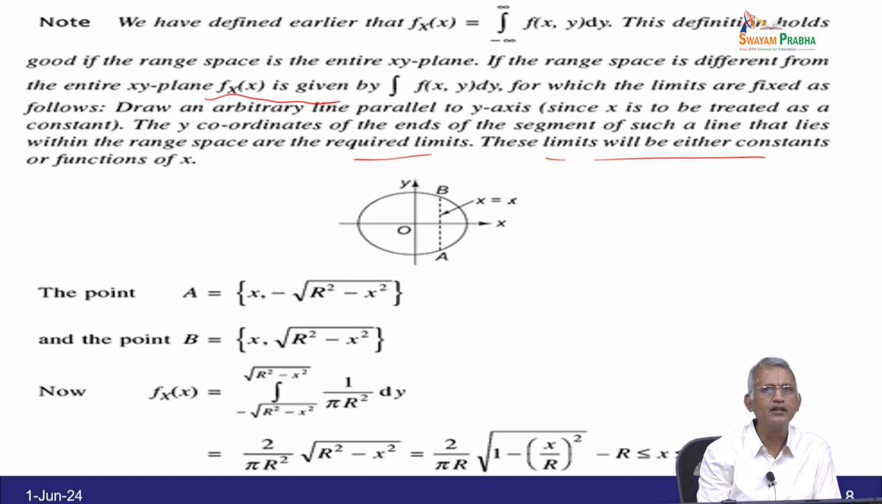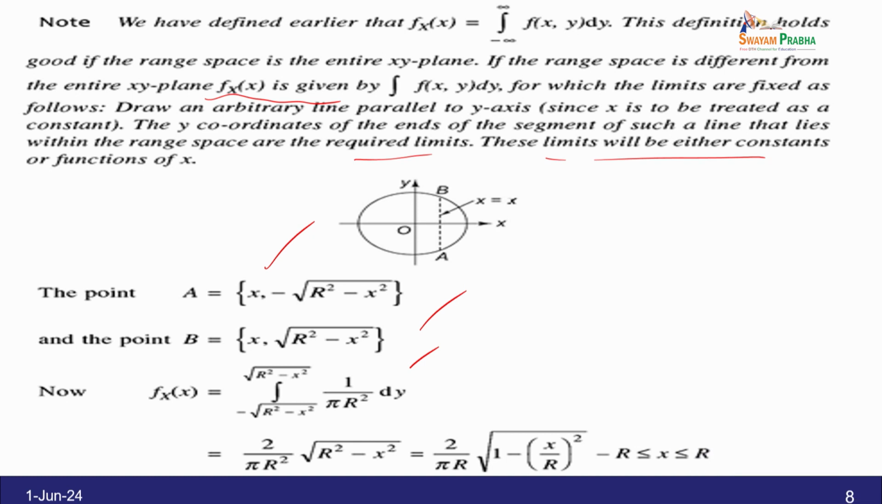Therefore, we have a circle. This is the corresponding demonstration of the circle, where a equals (x, minus root of r² minus x²) and b equals (x, root of r² minus x²). Therefore, fx(x) is the integral from minus root of r² minus x² to root of r² minus x² of 1 by πr² dy, and integrating it, you have 2 by πr into root of 1 minus (x by r) the whole square, where x varies from minus r to r.